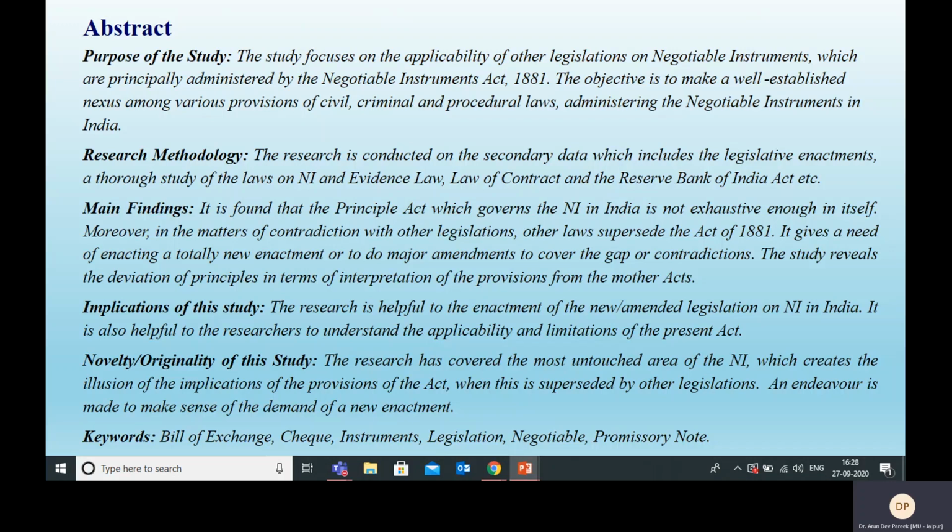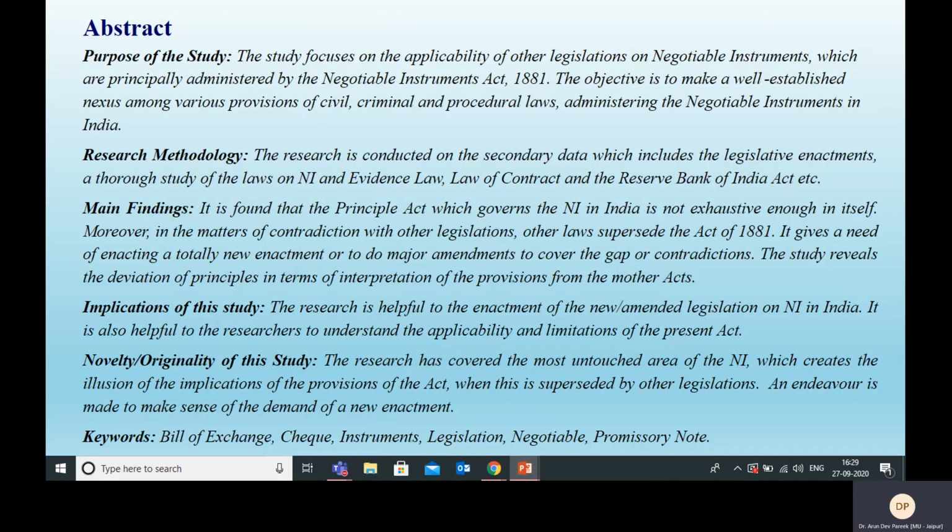As far as findings are concerned, it is found that the principal act which governs the negotiable instruments in India is not exhaustive enough in itself. Moreover, in the matter of contradiction with other legislations, other laws supersede the Act of 1881. It gives the need of enacting a totally new enactment or to do major amendments to cover the gap or contradictions. The study reveals the deviation of principles in terms of interpretation of the provisions from the mother acts.